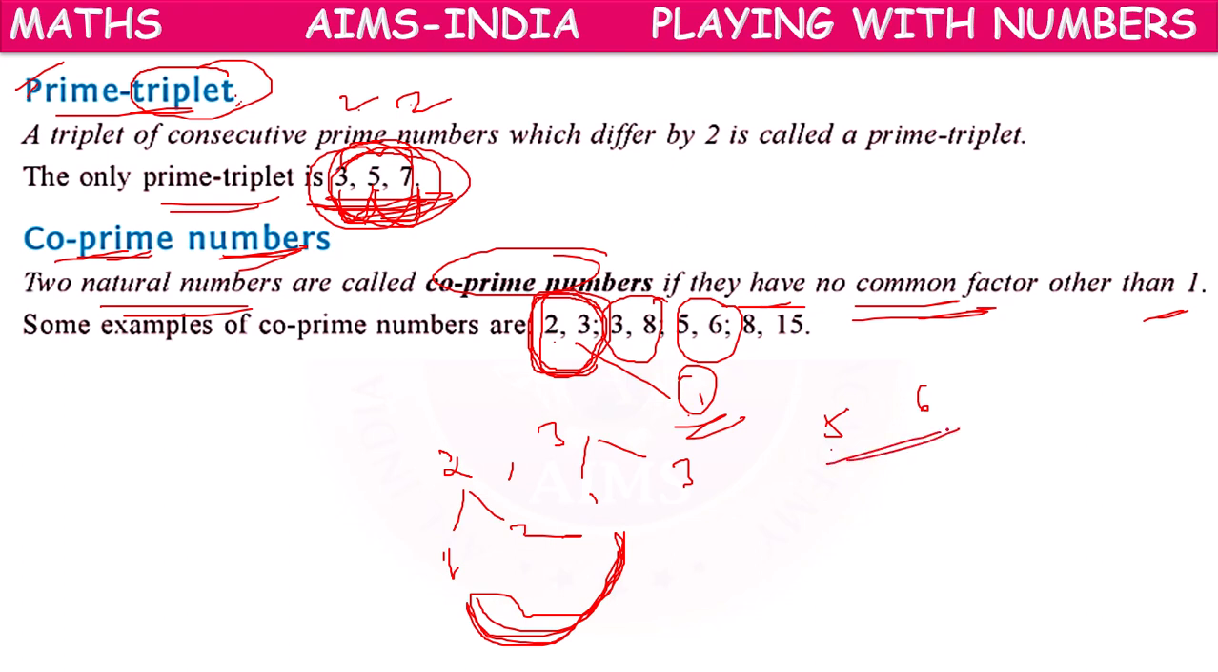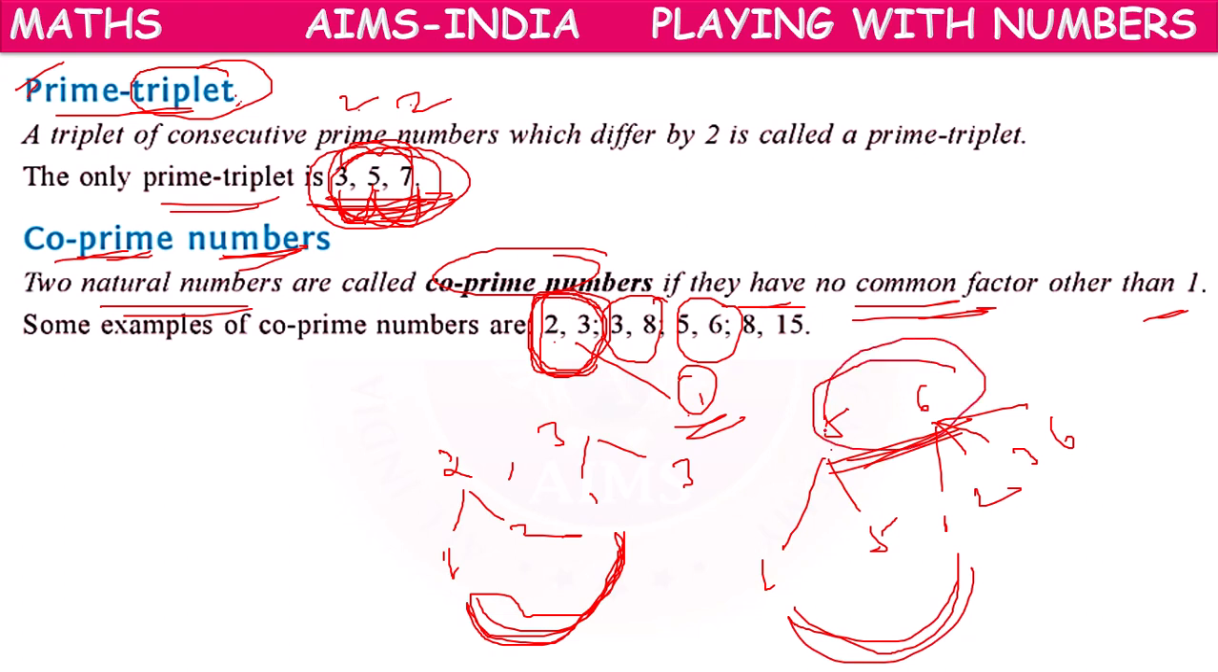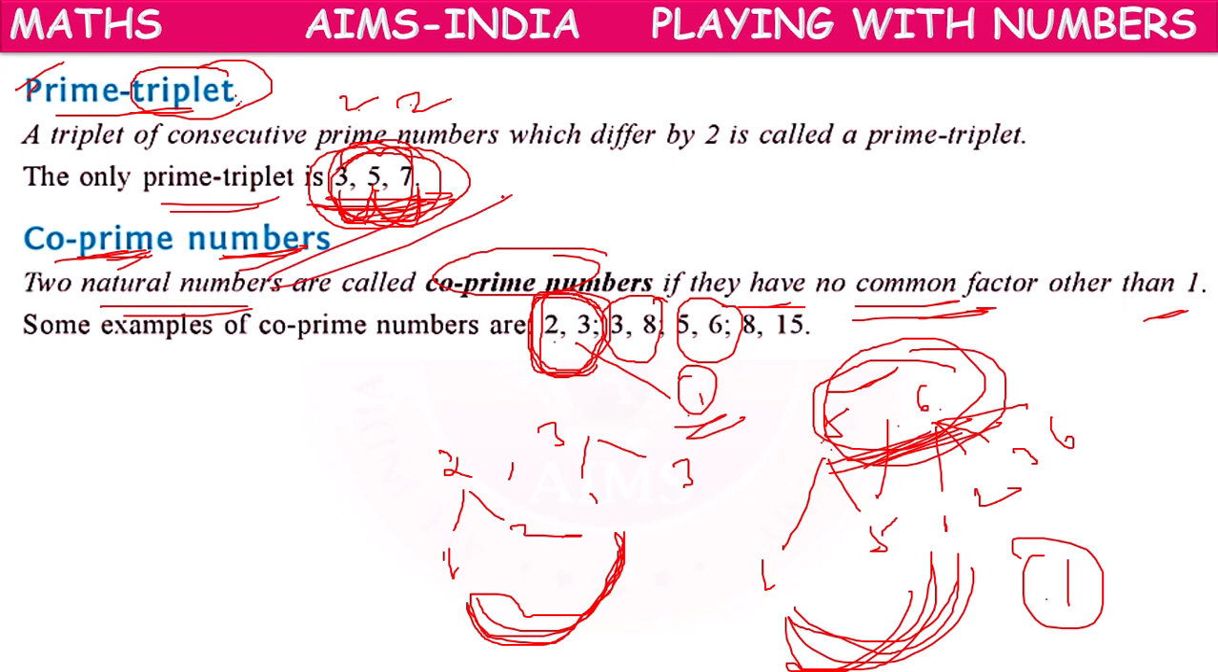But for checking co-primes, what we have to think? We have to think about their factors. For 5, 1 and 5 are factors. For 6, 1, 2, 3, 6 are factors. Which is common? Only 1 is common. That's why 5, 6 are said to be co-primes. Co-prime means there is no compulsion that the 2 of them should be prime numbers. They may be prime numbers, they may not be prime numbers. But their common factor will be only 1. Then they are said to be co-prime.